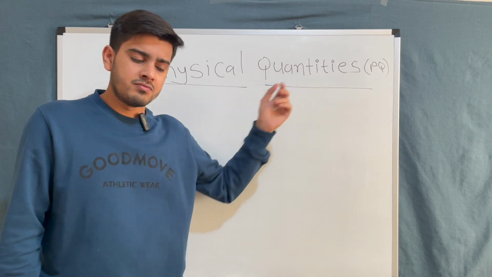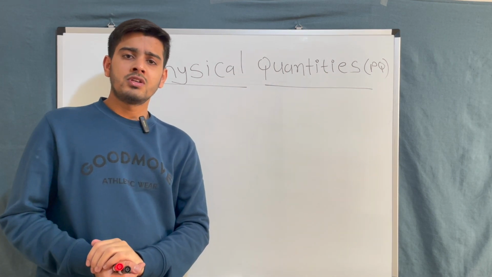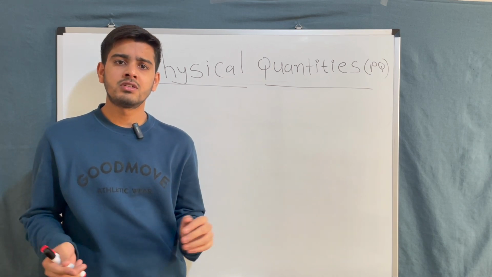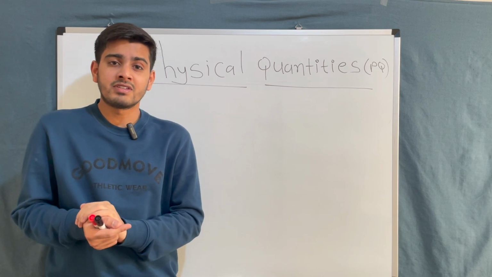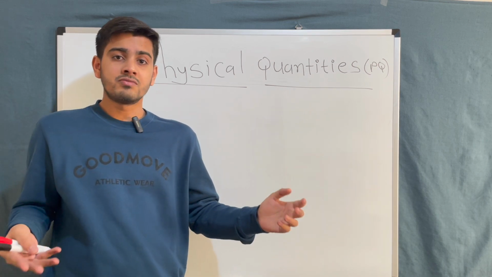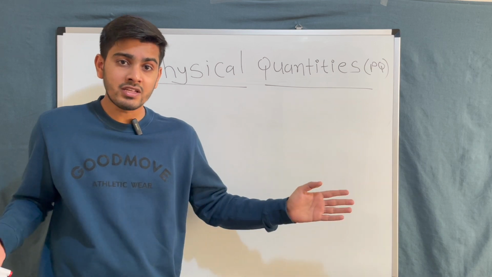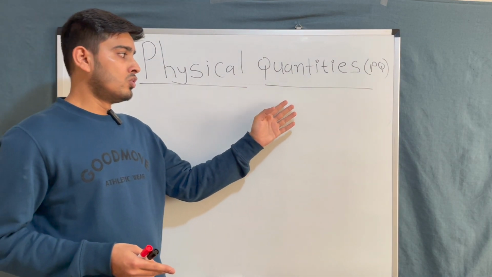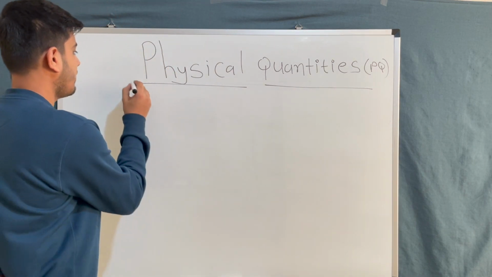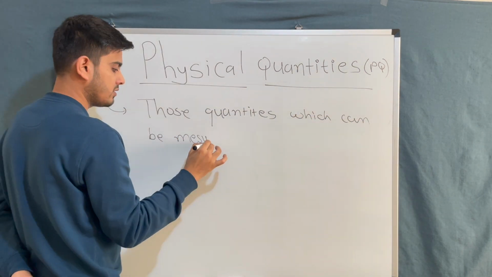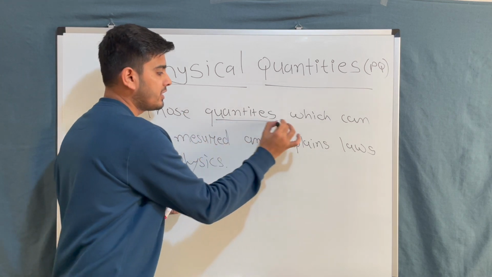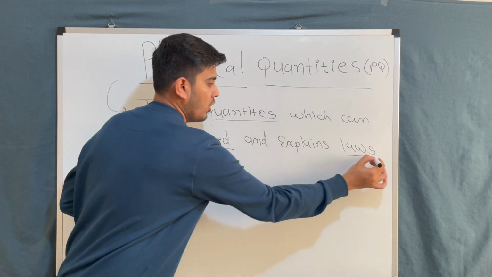What are physical quantities? Simply those quantities which represent laws of physics and can be measured using instruments. For example, length. We can measure the length by using a ruler, vernier calipers and screw gauge. There are lots of instruments we can use to measure the length, and we use length to explain motion. So let me write down the definition of physical quantity. Now what do I mean by this definition? Simply those quantities which can be measured and explain laws of physics.